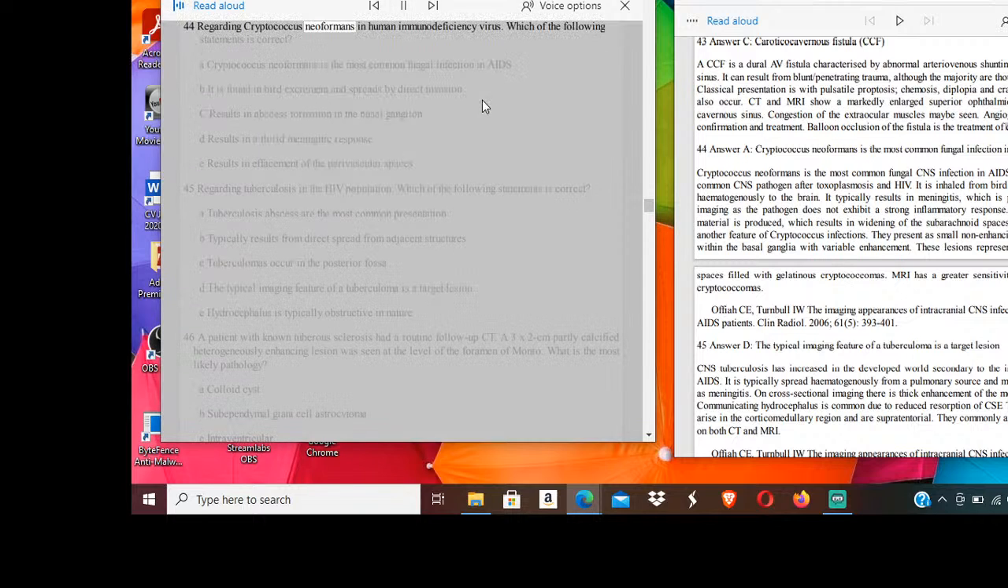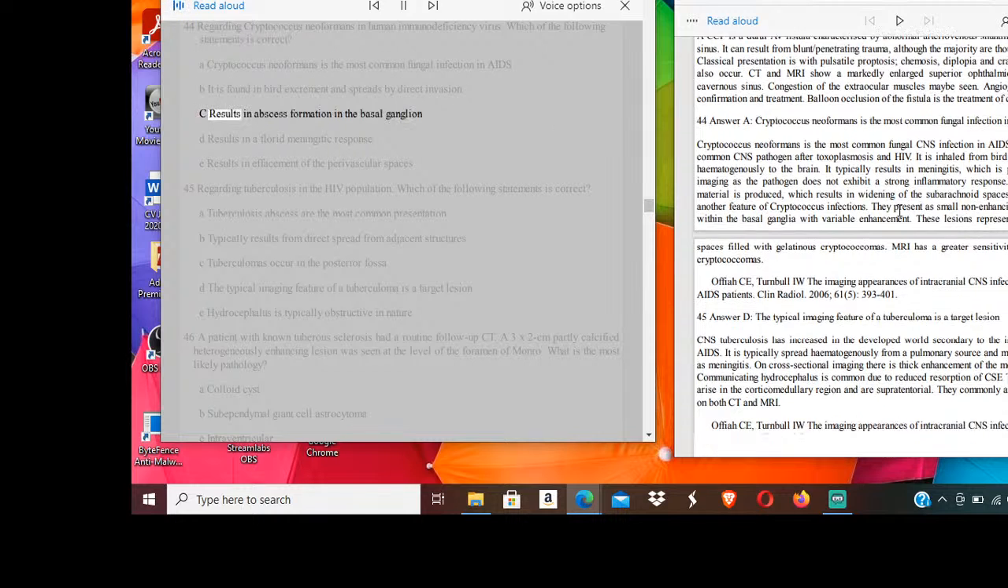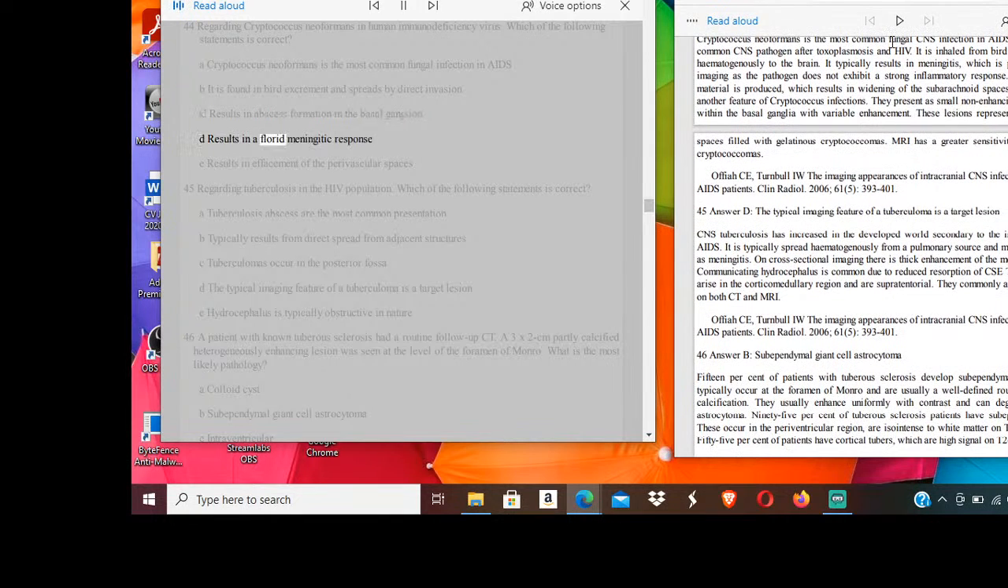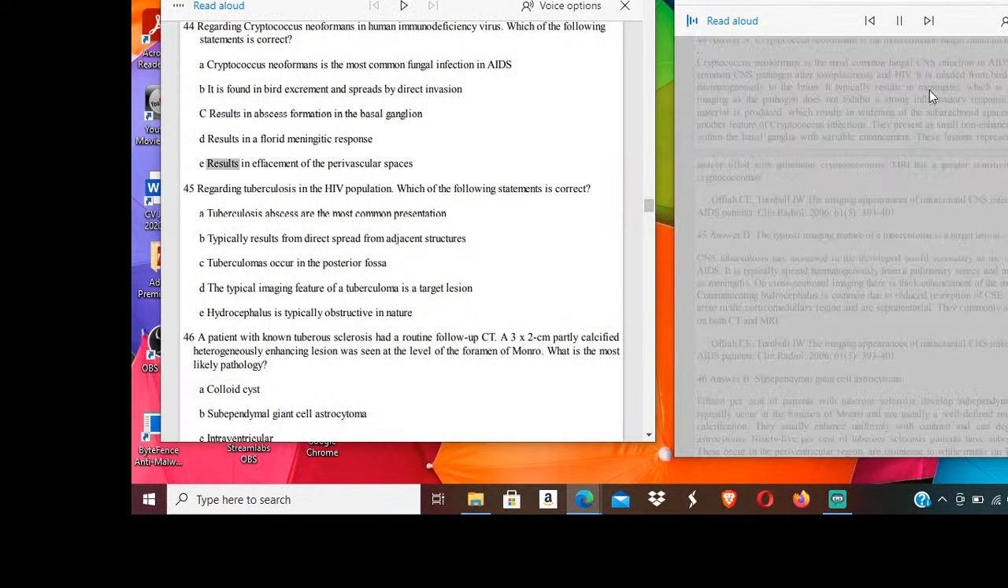44. Regarding Cryptococcus neoformans in human immunodeficiency virus, which of the following statements is correct? A, Cryptococcus neoformans is the most common fungal infection in AIDS. B, it is found in bird excrement and spreads by direct invasion. C, results in abscess formation in the basal ganglia. D, results in a florid meningitic response. E, results in effacement of the perivascular spaces. 44. Answer A.